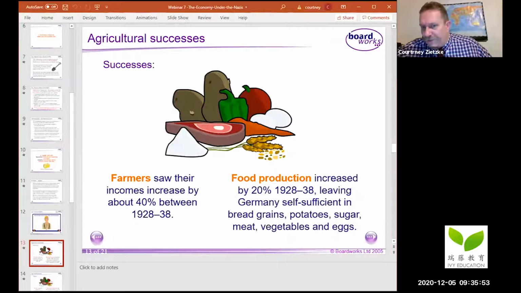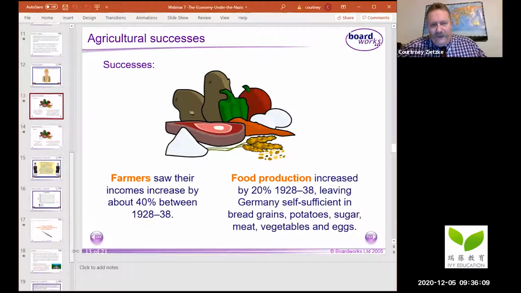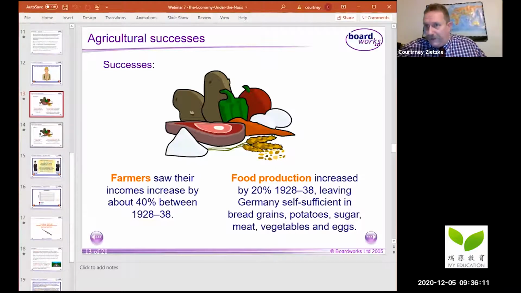The production increased by 20%, leaving Germans self-sufficient in bread, grains, potatoes, sugar, meat, vegetables, and eggs. So this is a big, important part of why Germany was able to succeed, because now they could have the food that they desperately needed that they did not have during the Great Depression.